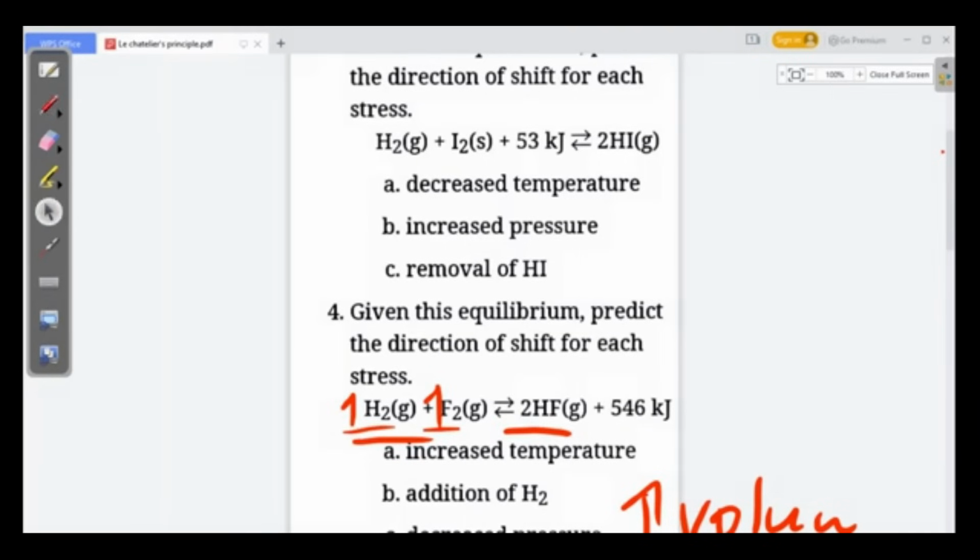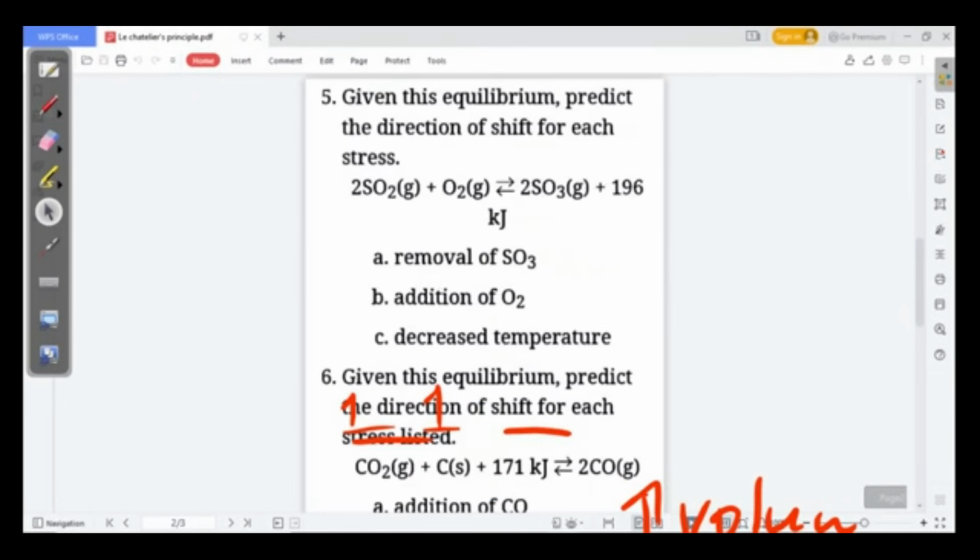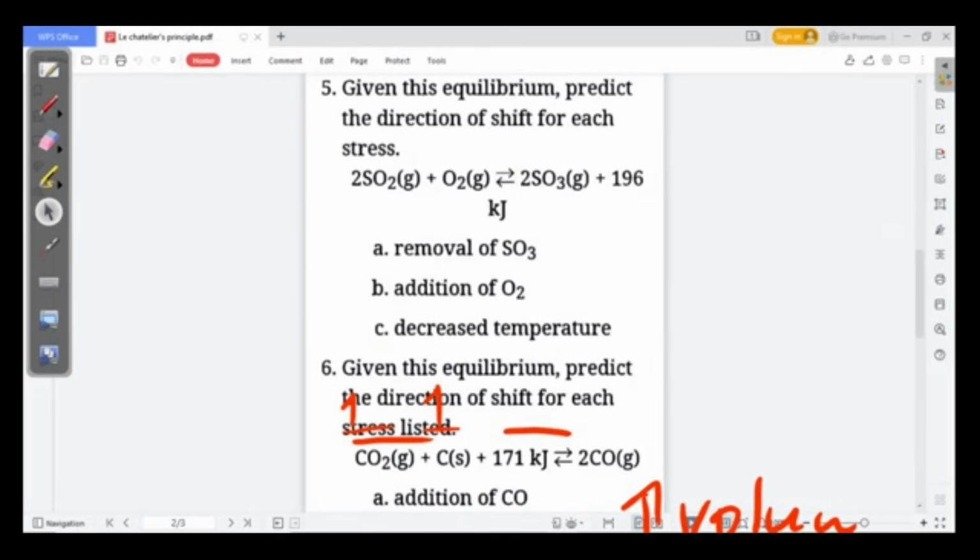So note that the pressure and volume only have an effect if we've got different number of what? If we've got different number of moles on different sides. That's a very, very important concept that we need to understand. Okay. So let's move on. We are now on question 5.